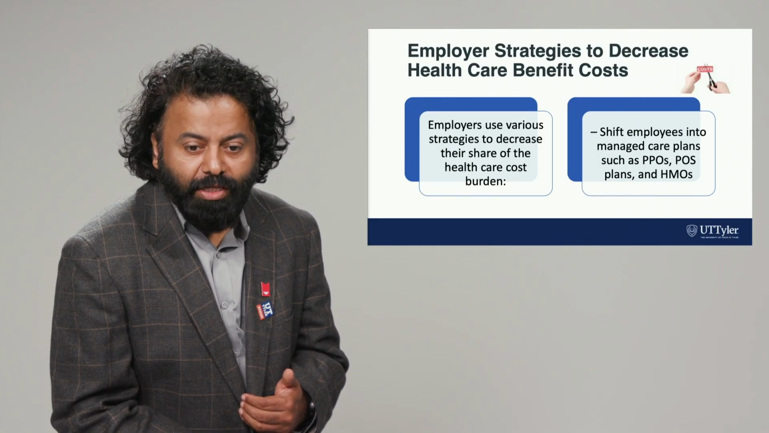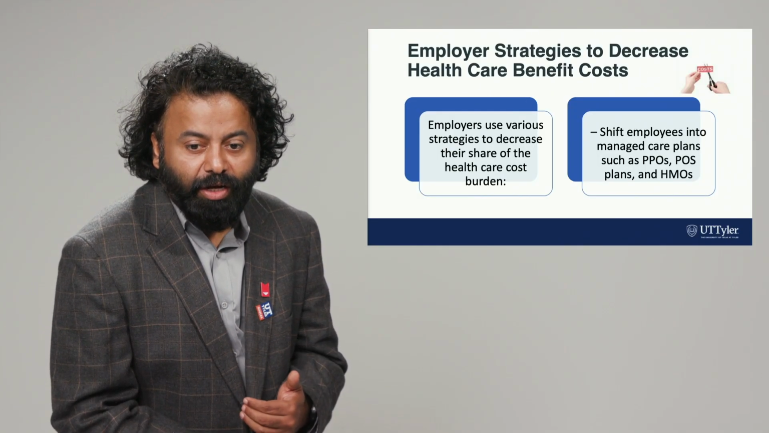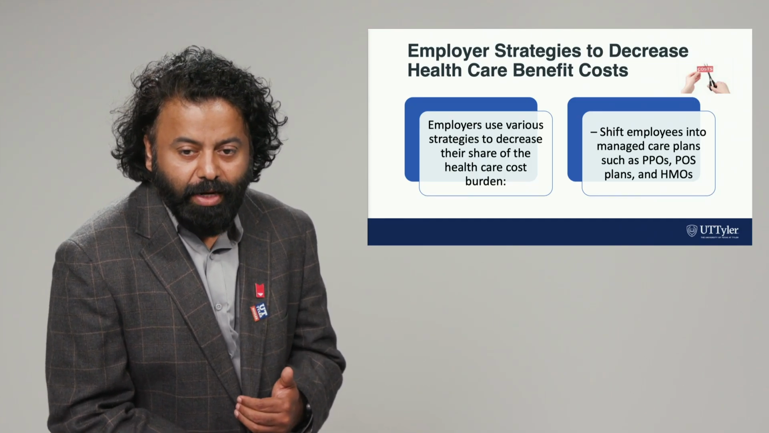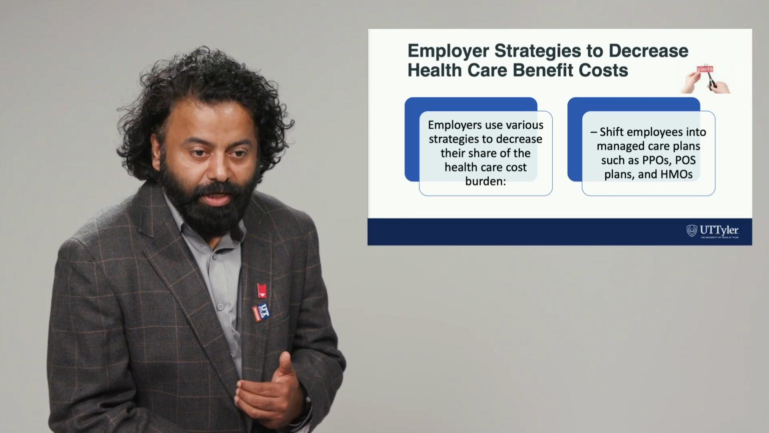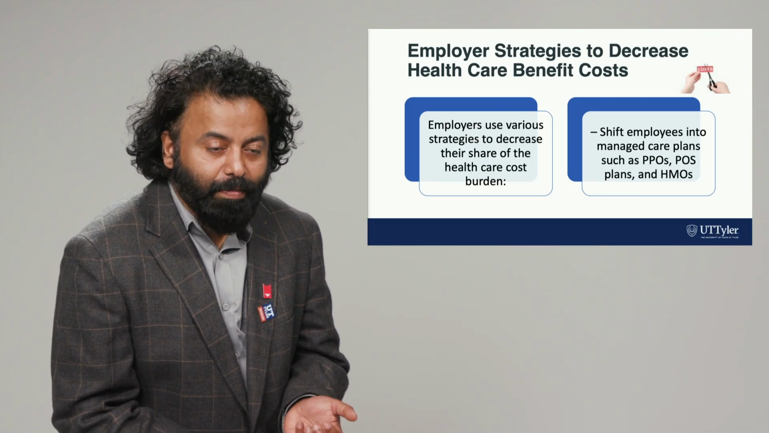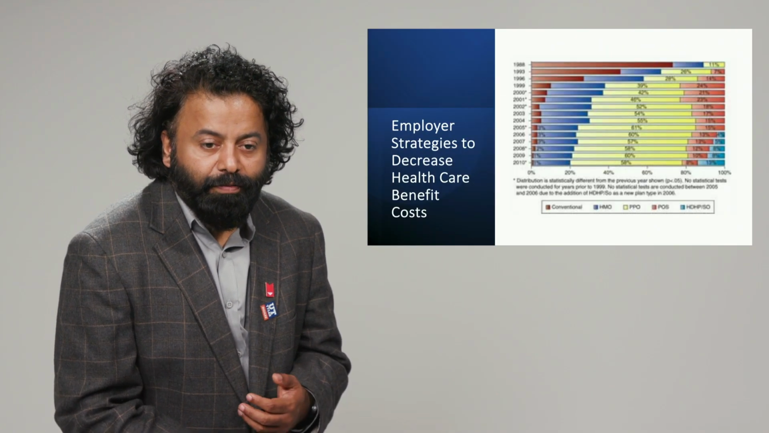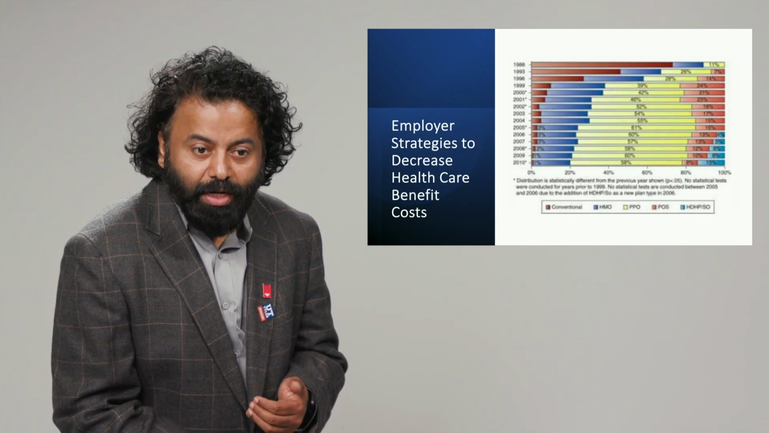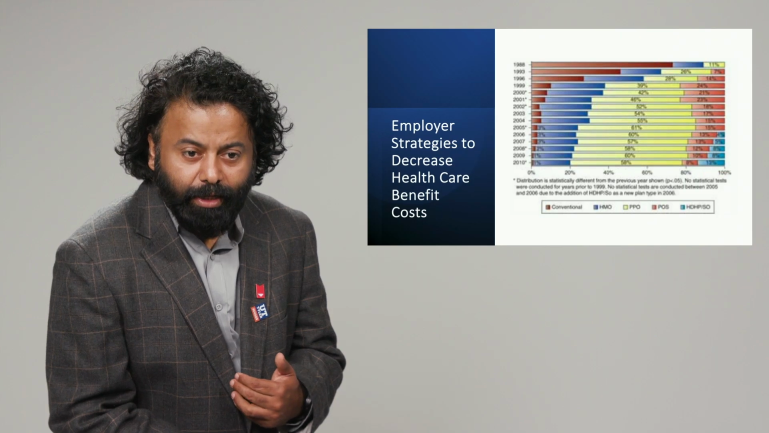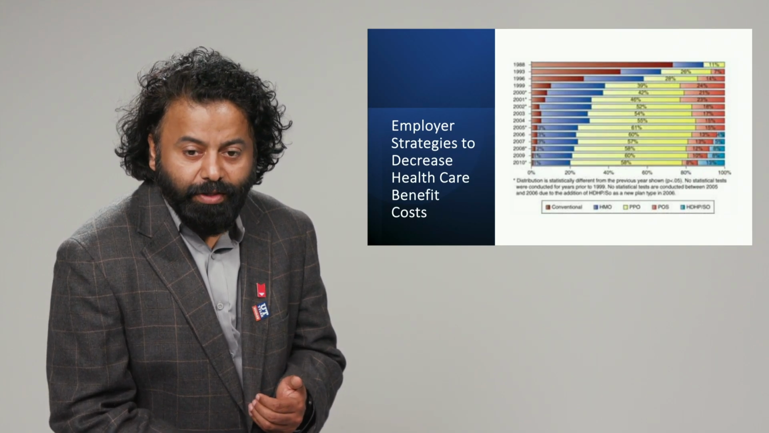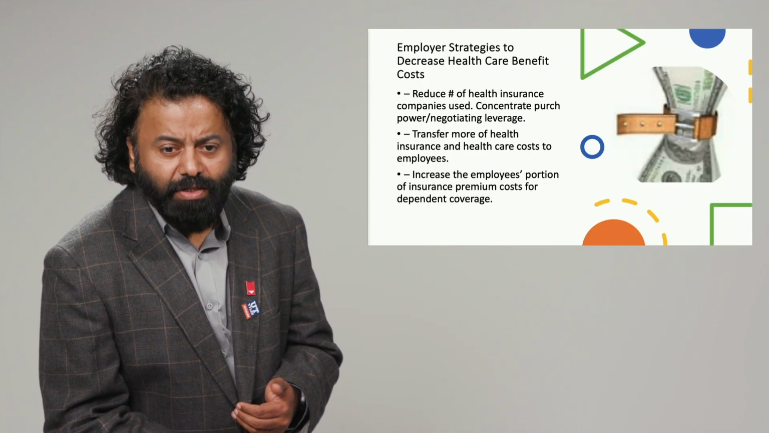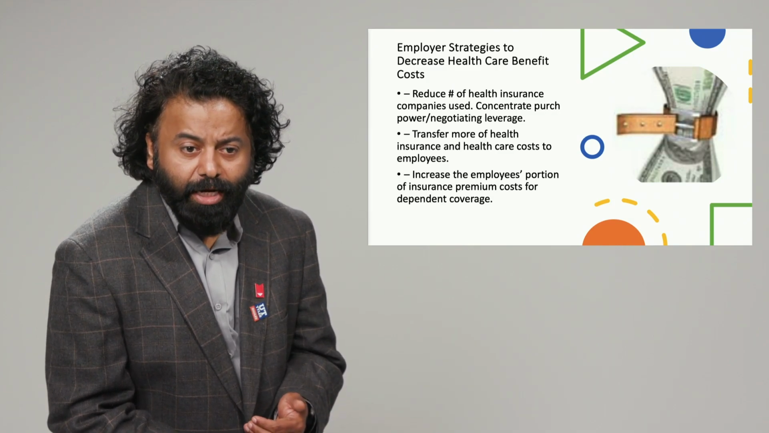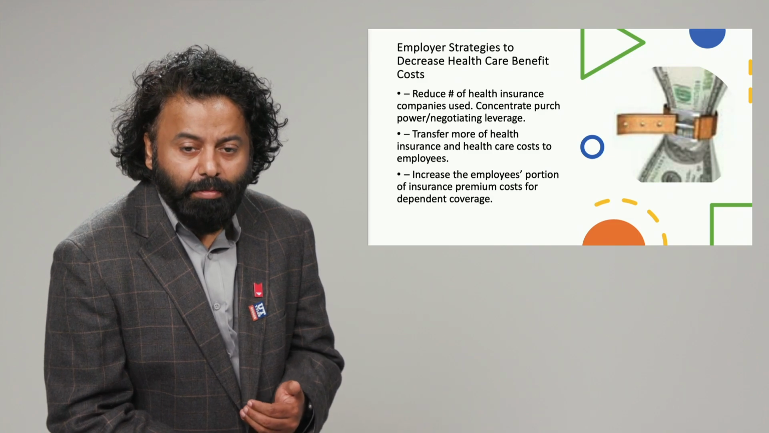Employers employ strategies to reduce their healthcare cost burden by shifting employees into managed care plans like preferred provider organizations, point of service plans, and health maintenance organizations. The figure above illustrates the shift from enrollment in traditional indemnity plans to managed care plans among the covered workers. Secondly, employers streamline their health insurance providers to consolidate purchasing power and gain maximum advantage.